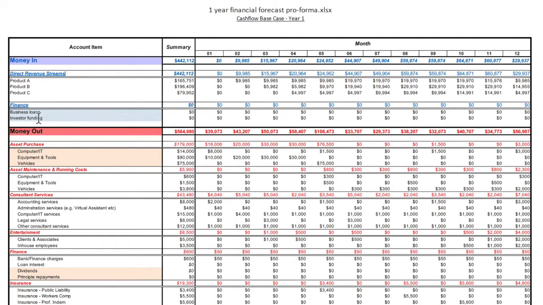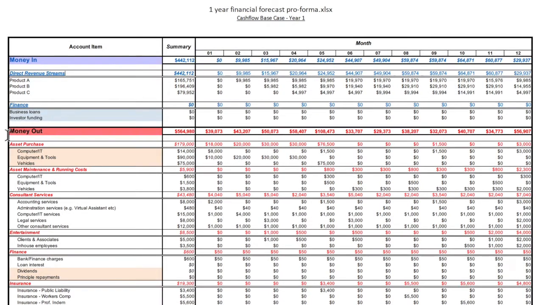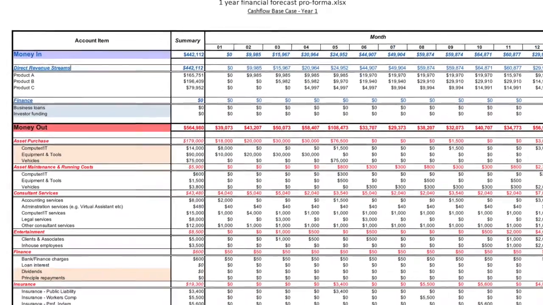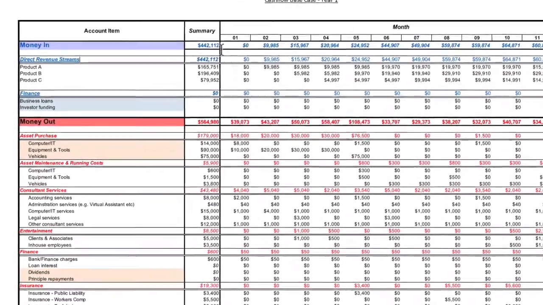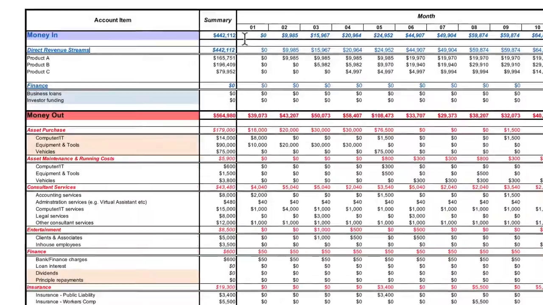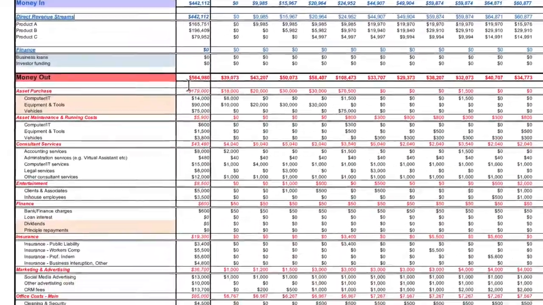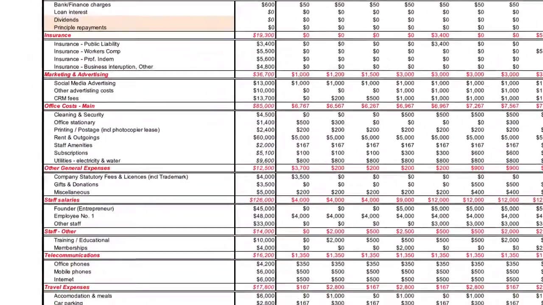The second main heading is money out. That includes capital purchases for things like assets, as well as normal business expenses like paying for consultant services, office rent, and even employment costs. In this example, the business brings in just over $442,000 over 12 months, but spends $564,000 odd, leaving a cash shortfall of just over $122,000.